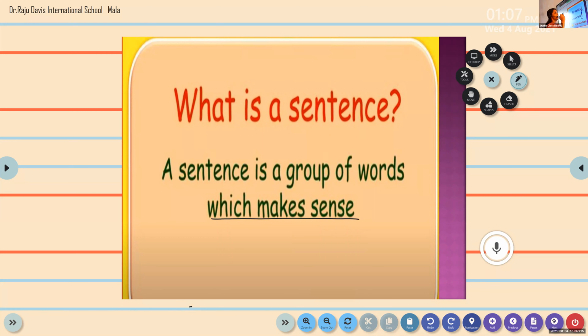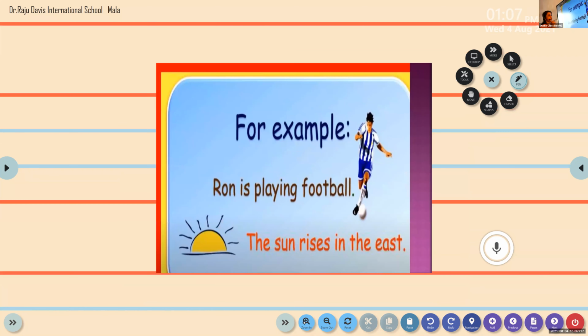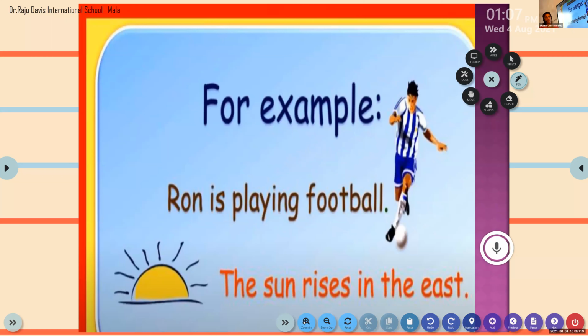While writing a sentence, children, let's move on to a few examples. Ron is playing football. The sun rises in the east. These groups of words make complete sense. Who is playing football? Ron. The sun rises in the east. So both these groups of words make complete sense. They do make sense, so they are called sentences.